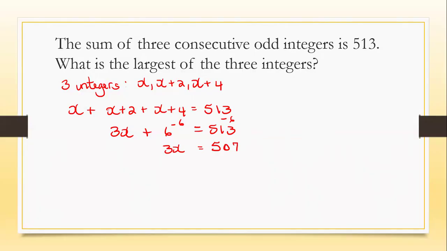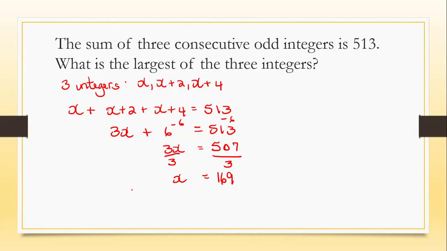Dividing both sides by 3, we get that x is equal to 169. But we want the largest integer. You can find all 3 integers and then move from there, or you can just go straight to the largest one, which is the x plus 4. But I'm going to find all of them, all 3 of them.